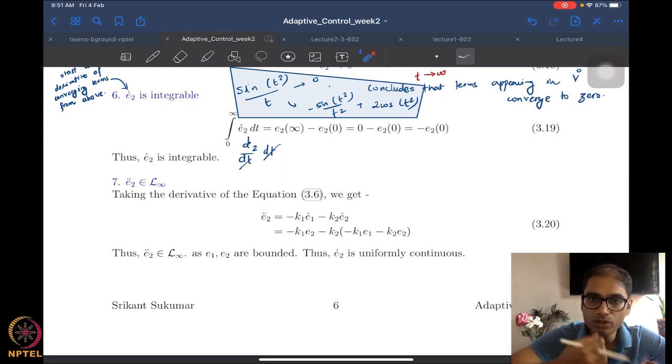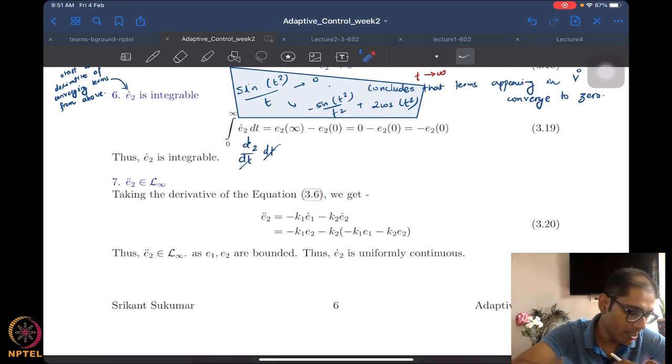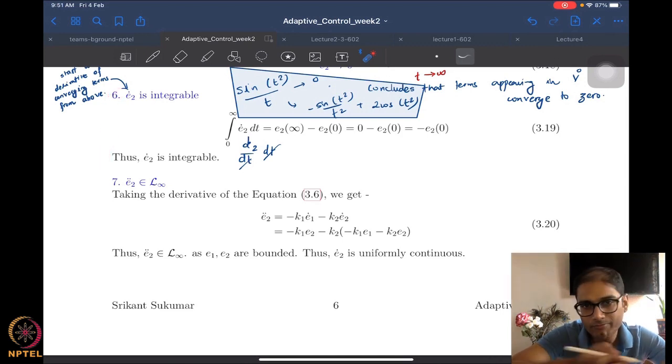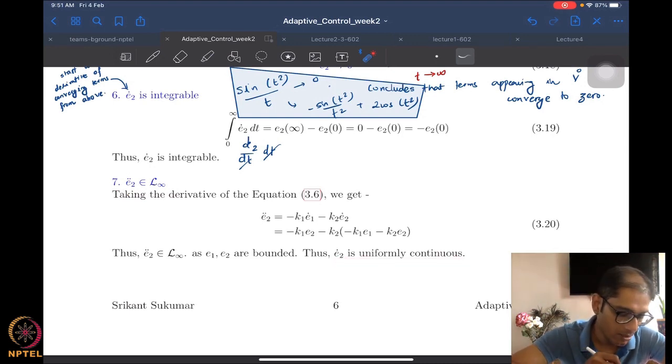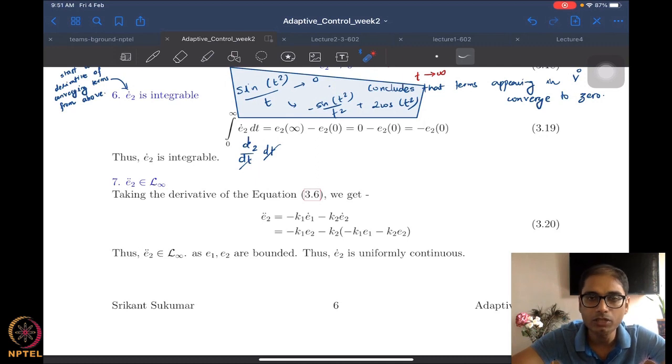Again, you should remind yourself of Barbalat's lemma and its corollary, because now we are moving towards the original Barbalat's lemma statement, where we need integrability and uniform continuity. So what do we do for uniform continuity? We already have integrability. Evaluate the derivative, as simple as that. We now claim that E2 double dot is bounded, which will imply that E2 dot is uniformly continuous, because the derivative of E2 dot is bounded, therefore the signal itself has to be uniformly continuous by the lemma we've seen before.